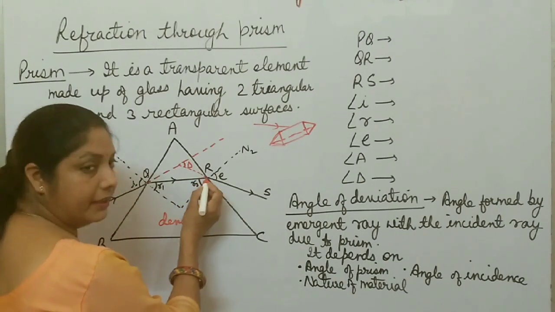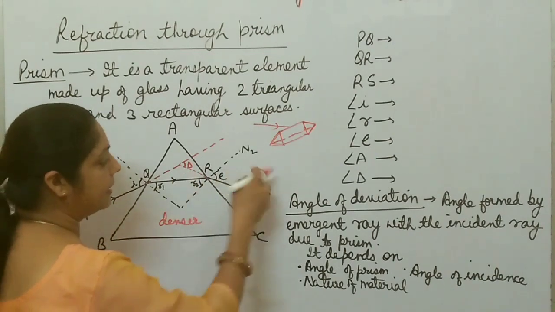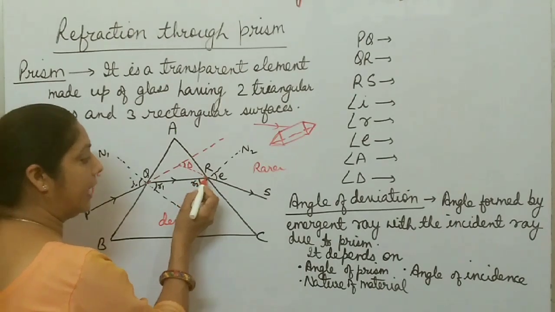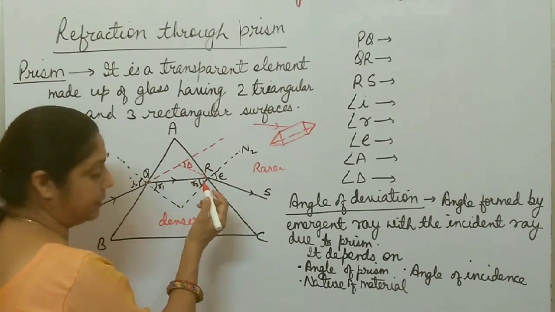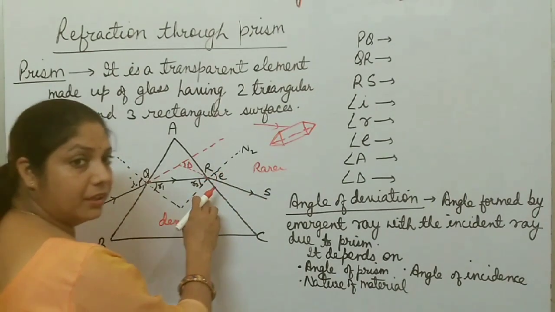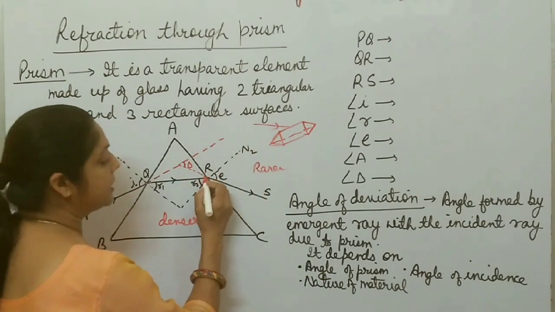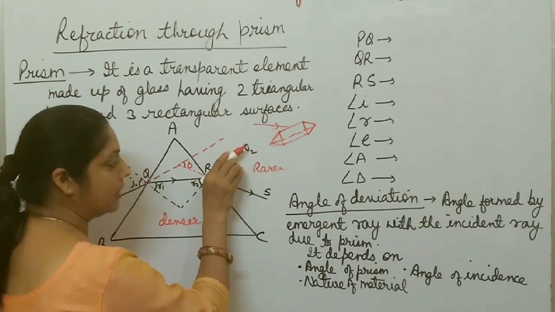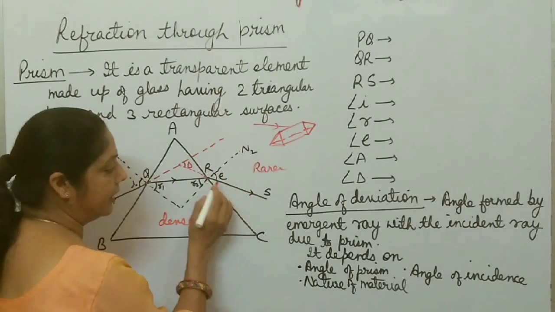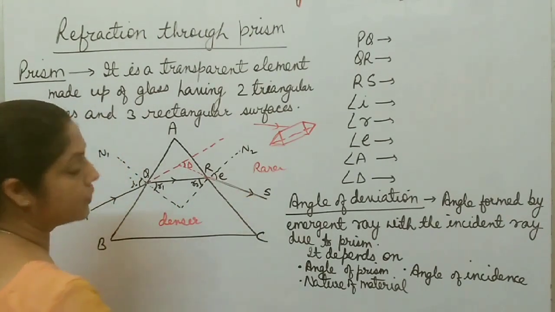Now again at point R, what happens? Again medium is changing. Here this one is denser medium and outside is what? Air. Air is a rare medium. So again at point R, refraction takes place when light travels from denser to rare. And at this time, what is the property of light when it travels from denser to rare? It bends away from the normal. So this is the normal N2. Instead of going like this one, it bends away from the normal and it comes out through the surface through this path RS. So here RS is what?